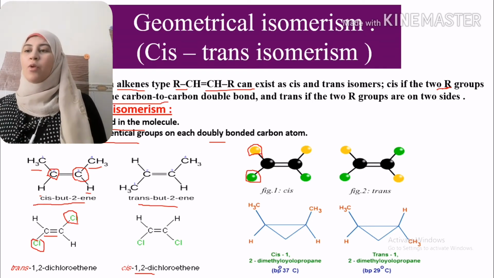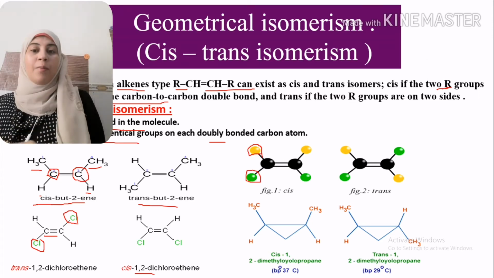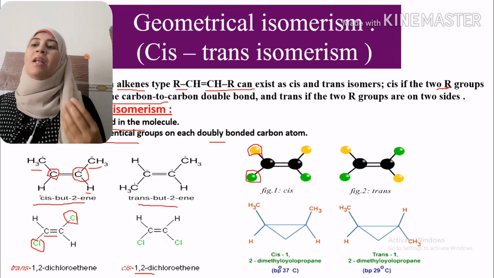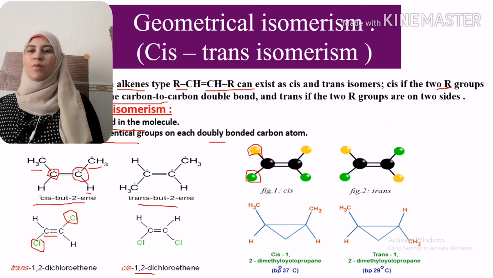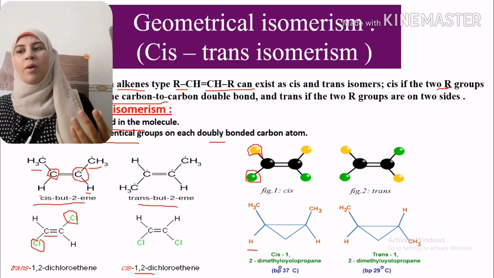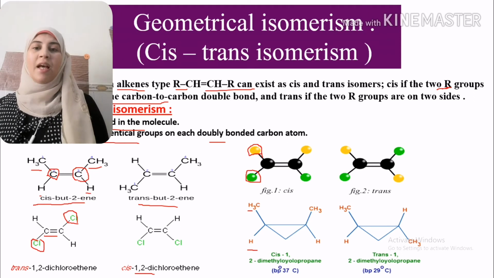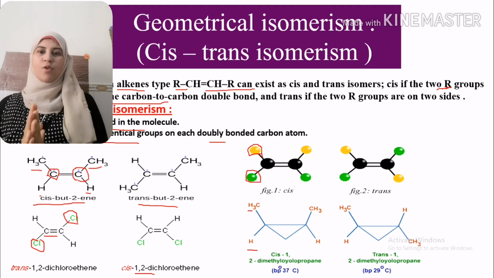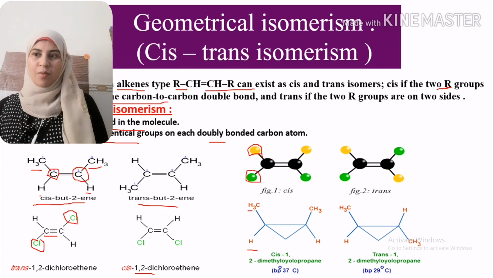In the case of cyclic compounds, we have a cycle. Our cycle is cyclopropane. On each side, we have two non-identical groups: one hydrogen atom and one methyl group, and one methyl group and one hydrogen atom. If the two alkyl groups are on the same direction, we have the cis isomer. If they are on different directions, we have the trans isomer.